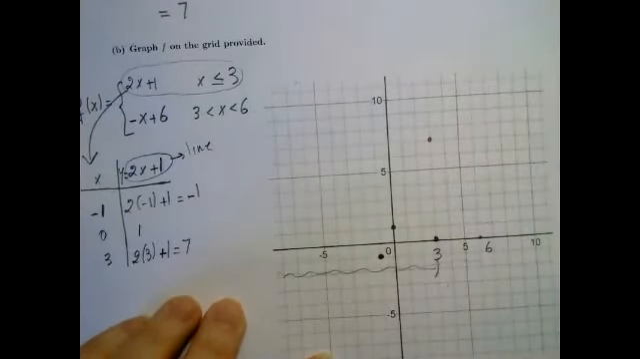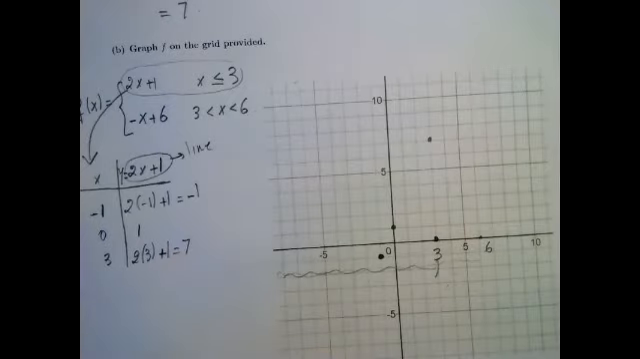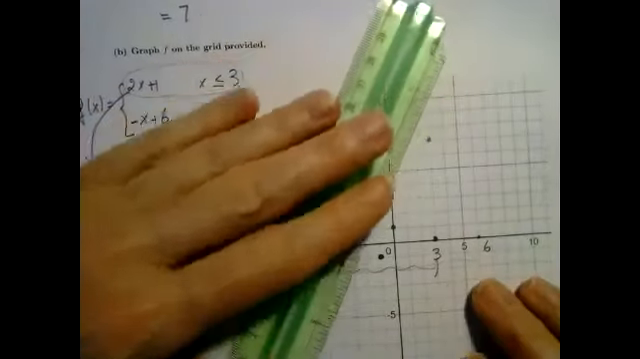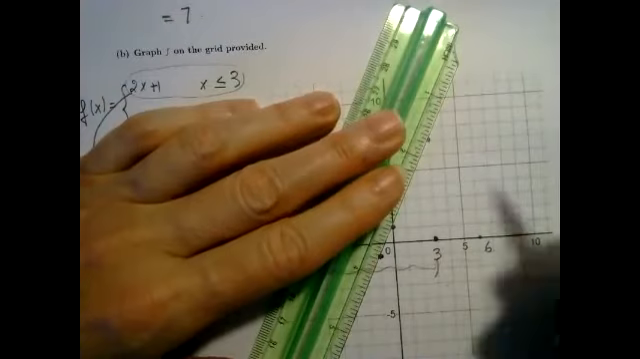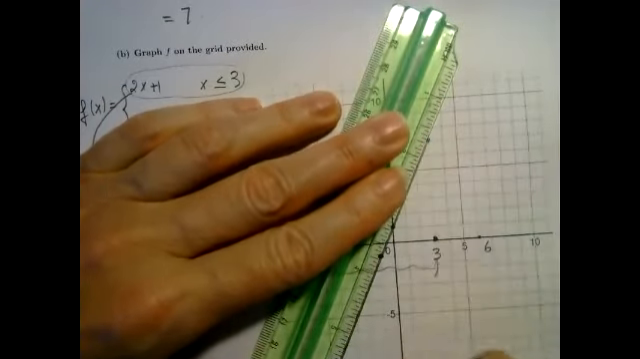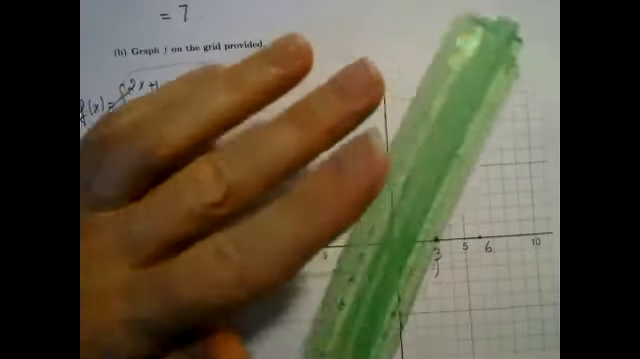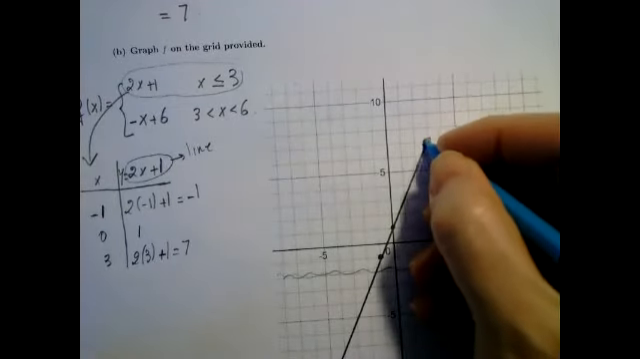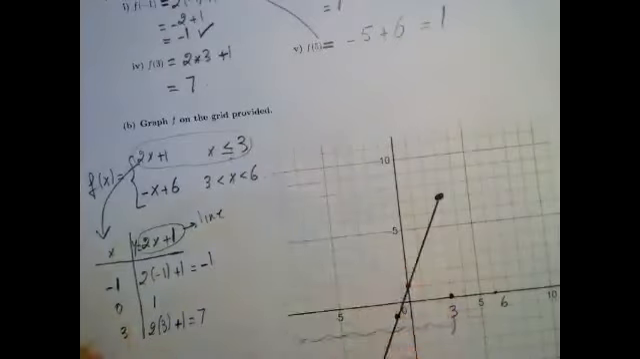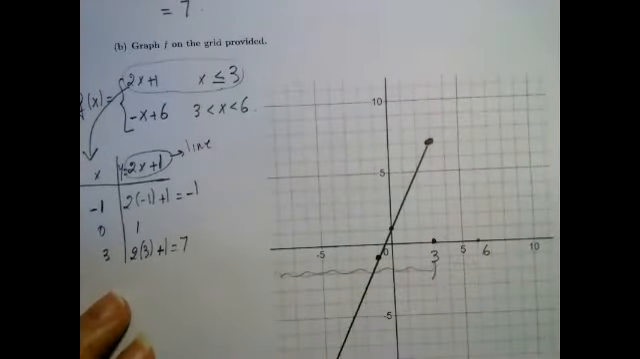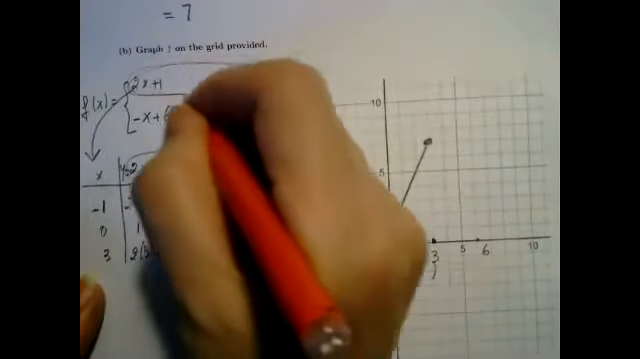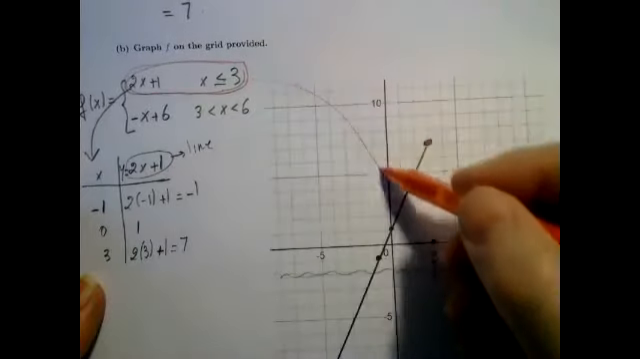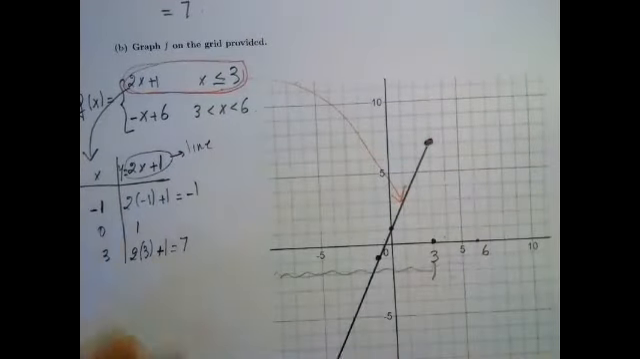It has to be a straight line because that's a typical linear function. By weird chance, I have a ruler. I grab a ruler and draw the line. That's the first piece, and this point is included because we have equality right there. So that's the first piece of my graph.